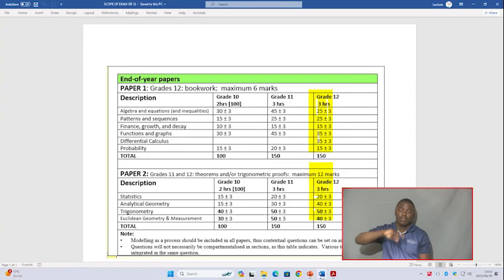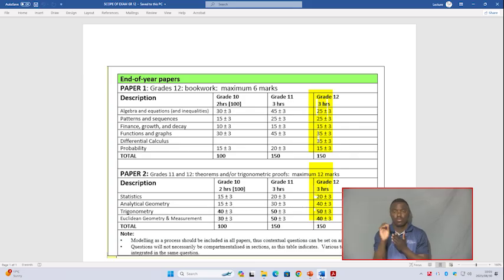Now, the trig graphs, you either get the shift up and down for the sine, cos, and tan, or you get the shift left or right for the 3 graphs. You must be able to do both. Euclidean trigonometry is 50 marks, and then Euclidean geometry is 40 marks.